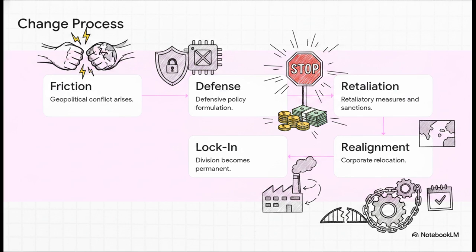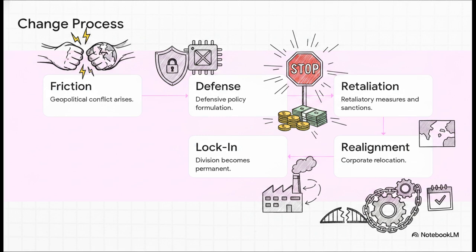Now, a change this massive doesn't just happen overnight. It's a chronological domino effect. It almost always kicks off with step 1, geopolitical friction. A political conflict or trade dispute flares up. That immediately triggers step 2, defensive policy formulation, like a government restricting high-tech exports. Right on cue, we get step 3, retaliatory measures, where the affected nation might freeze foreign investments in response. Then comes step 4, corporate realignment. Businesses look at the landscape, realize the political risks are just way too high, and they start relocating their factories to safer regions. And finally, we hit step 5, systemic lock-in.